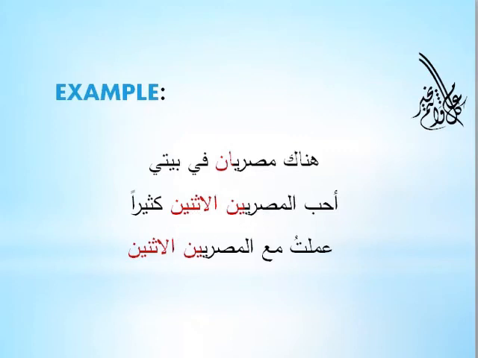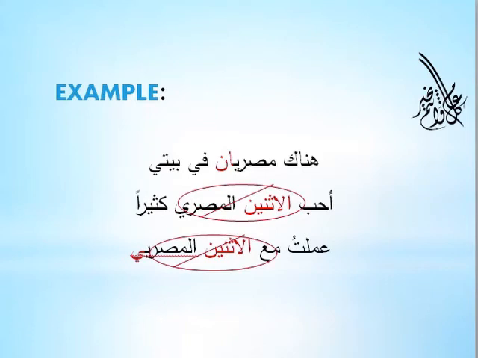What is not acceptable is this. Don't take that and then go ahead and do this. Uheb ithnain al-misri. This is not the way to make anything dual. Ameltu ma al-ithnain al-misri. This is not acceptable. That's not how we do it. But otherwise, it's pretty simple. Now, in most cases, context is going to tell you, and if it doesn't, you just have to figure it out.